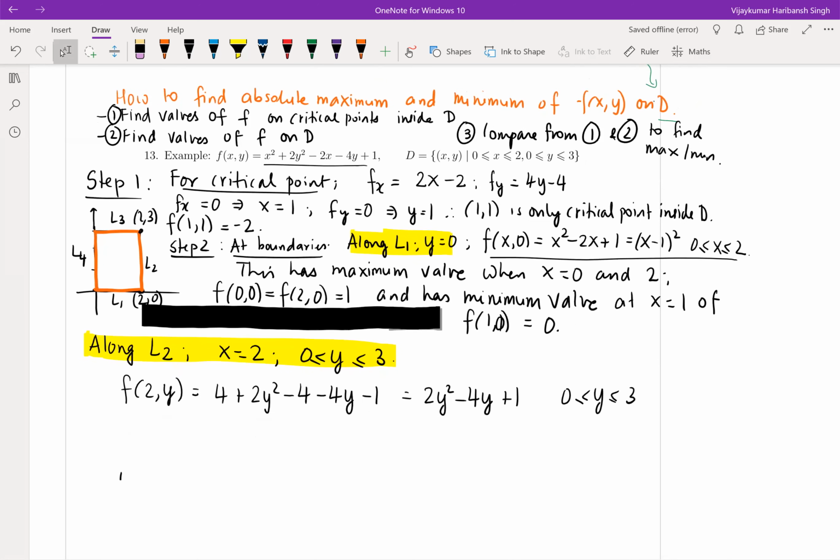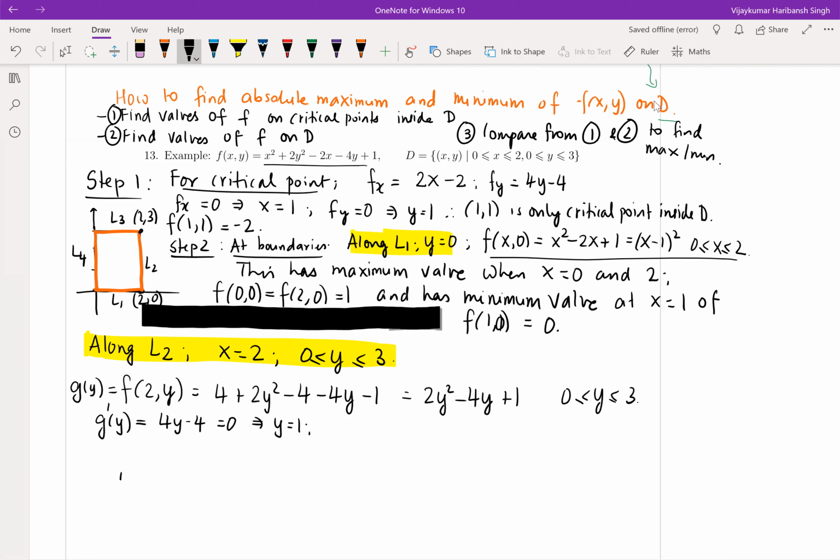Now I can complete the square and look at the maximum or minimum, or I can employ, basically, let's call this g of y. Now I'll use the function of one variable. So what is g prime y? g prime y is equal to 4y minus 4 equals 0. So this gives me y equals 1.